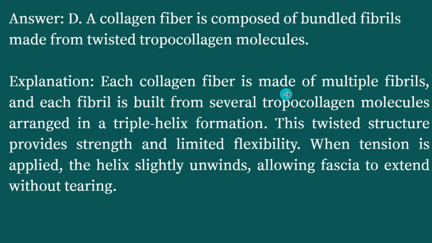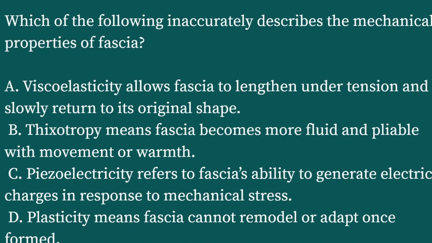Each collagen fiber is made of multiple fibrils, and each fibril is built from several tropocollagen molecules arranged in a triple helix formation. This twisted structure provides strength and limited flexibility. When tension is applied, the helix slightly unwinds, allowing fascia to extend without tearing. Let's do one more question.